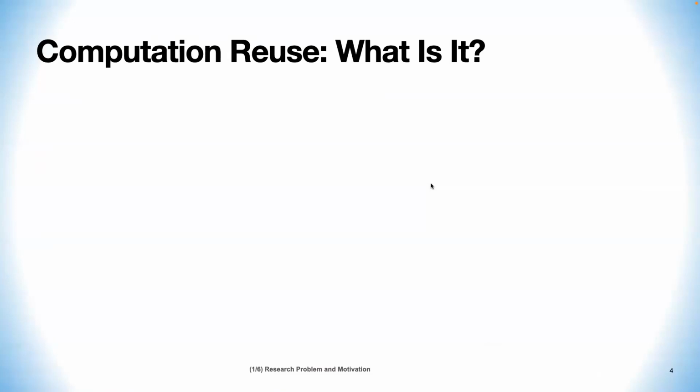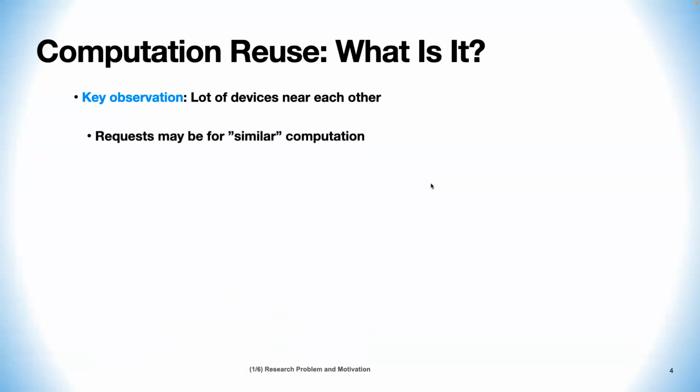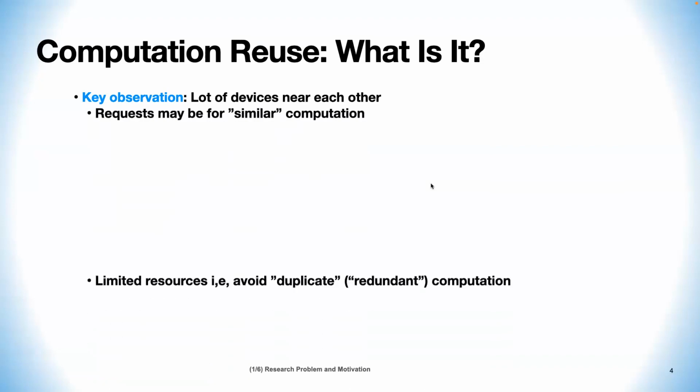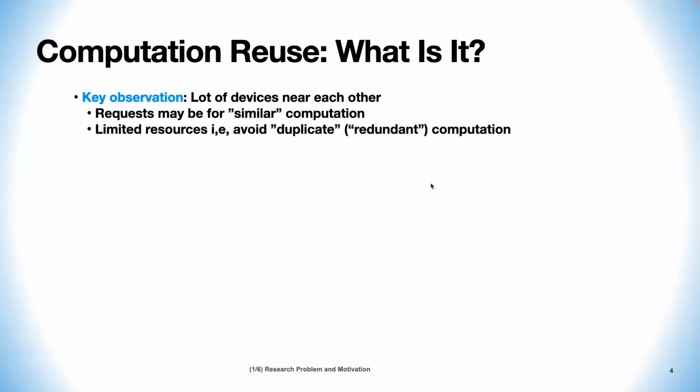Now, some of you may not be familiar with the term computation reuse. So let me give a brief overview of it. Nowadays, there are a number of devices such as smartphones, AR/VR devices, and IoT devices, and usually they are close to each other and being used for similar purposes, which means they may ask for similar computation from an edge service provider. But the edge is a small scale network and has limited resources.